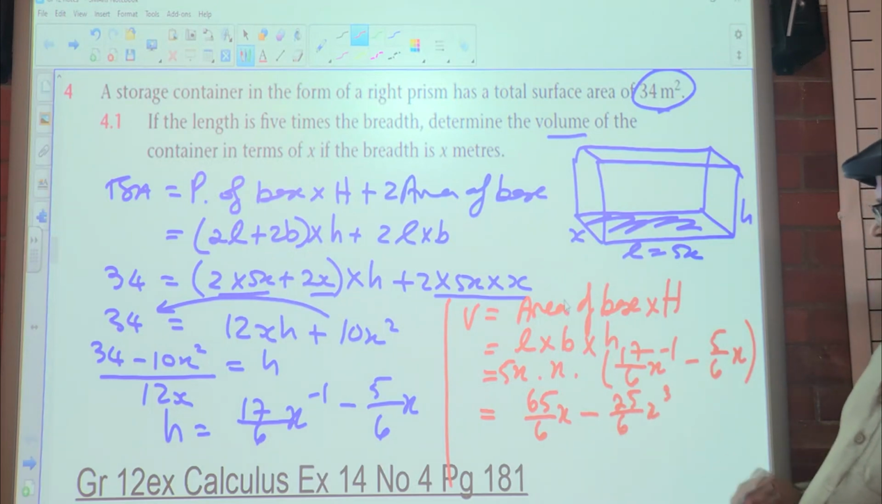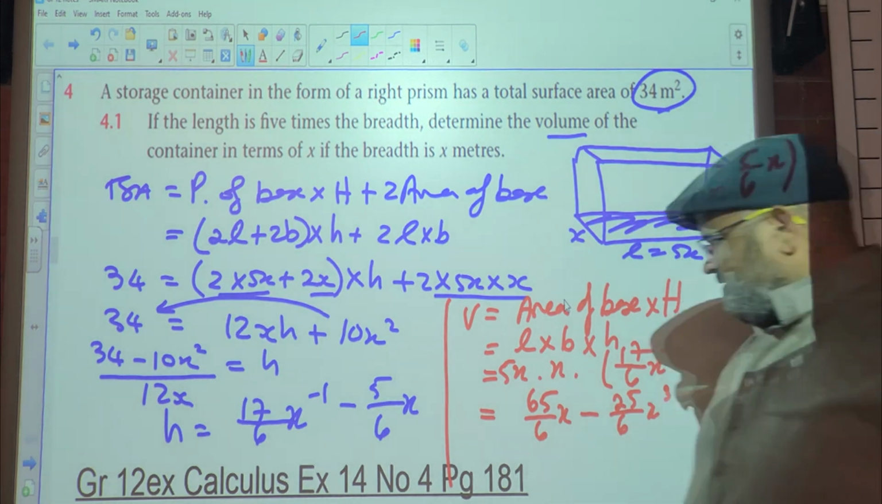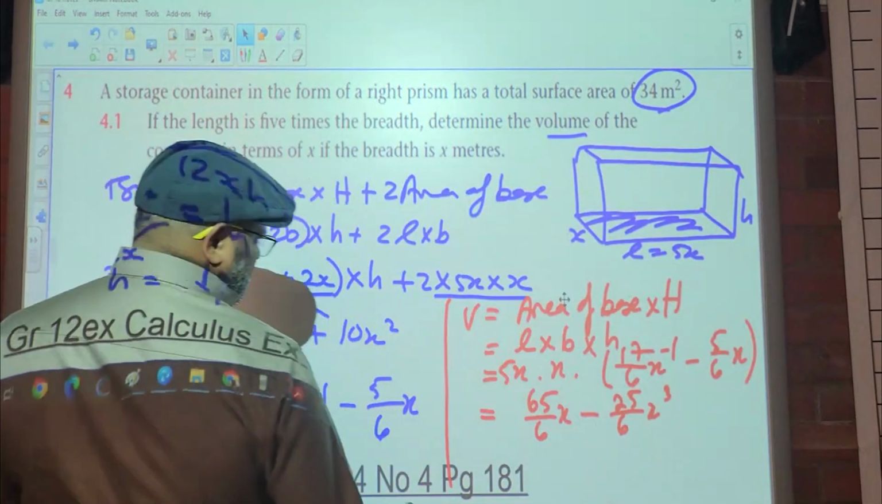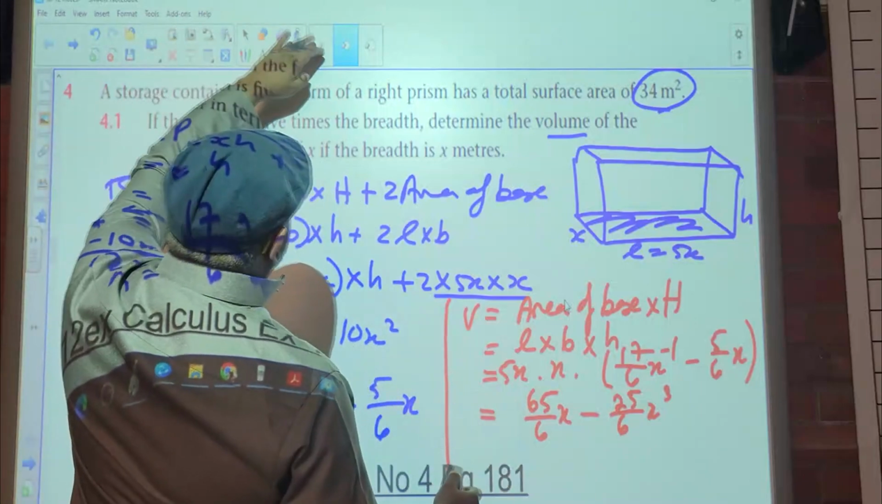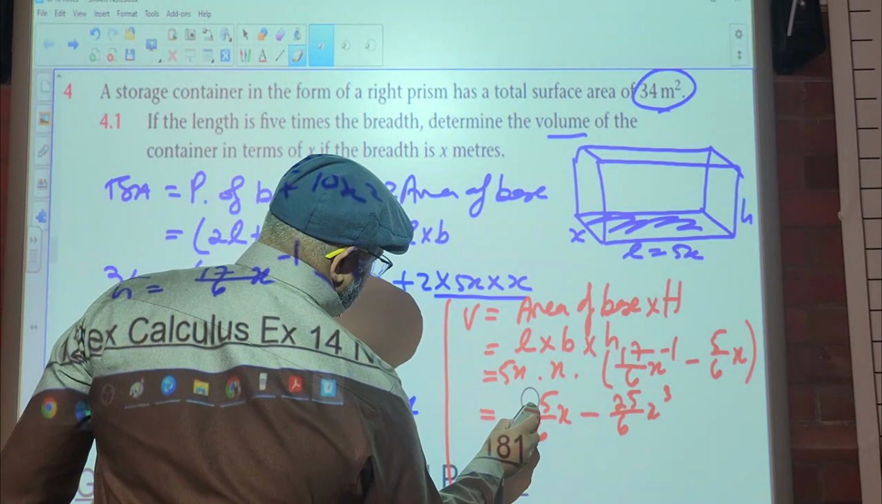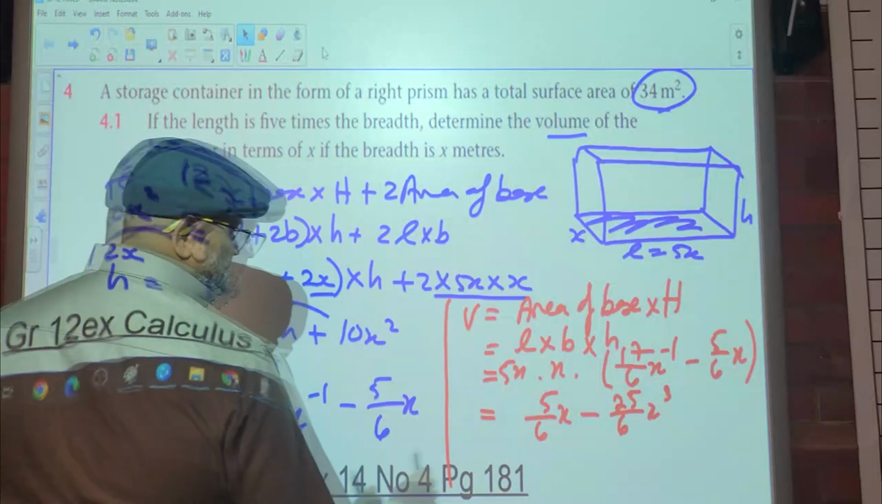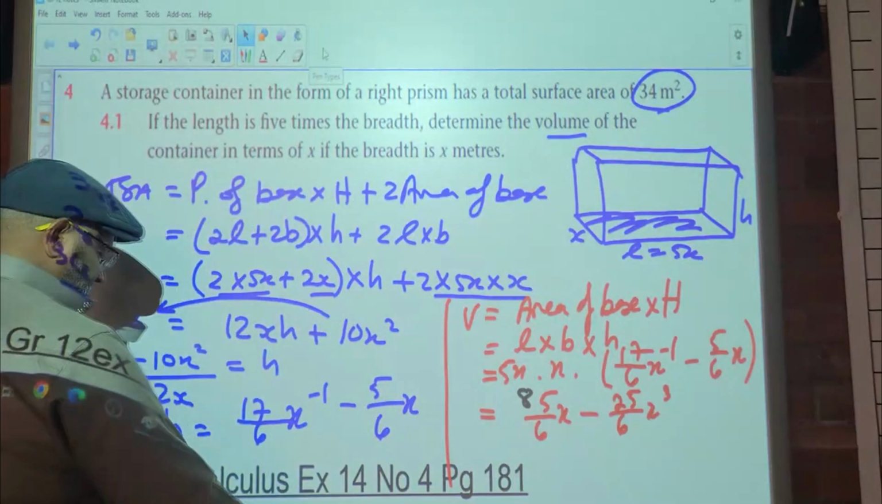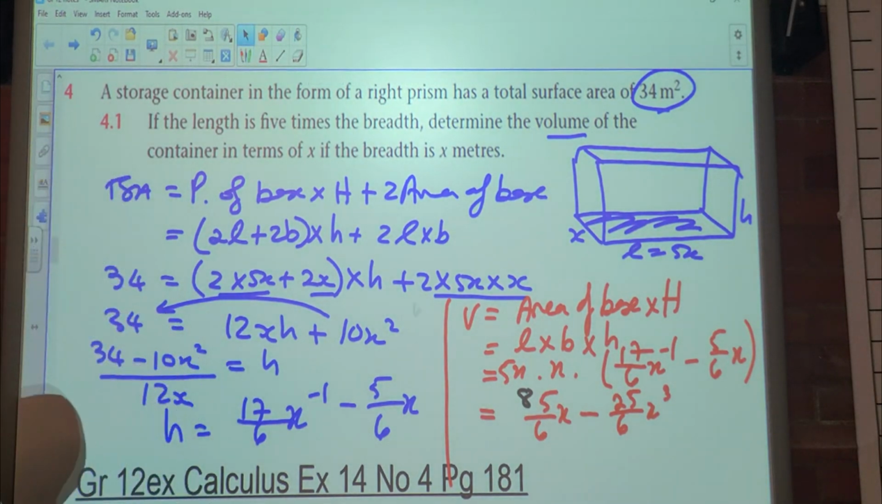Just check if that's correct. Sorry? 85. 5 times 17 is 85. Oh, it's 13, sorry. 13 times 5 is 65. Sorry. Now, I'm going to use this weekend to redeem this 85. Should be 85. Is that now correct? Yes. I'll do extra maths over the weekend.